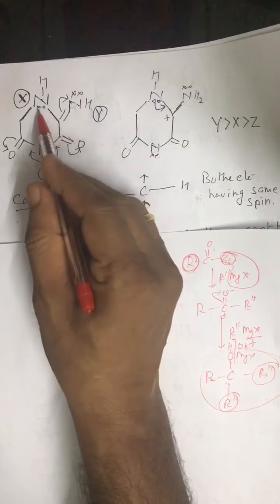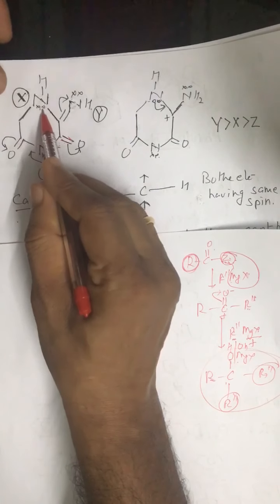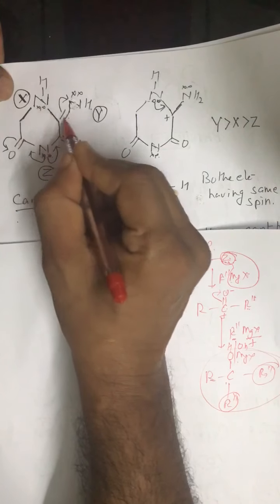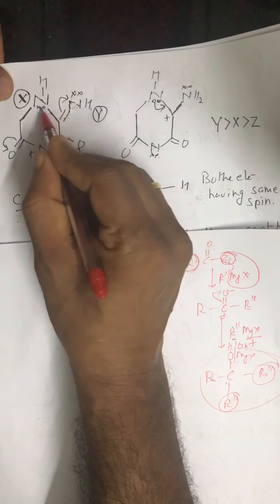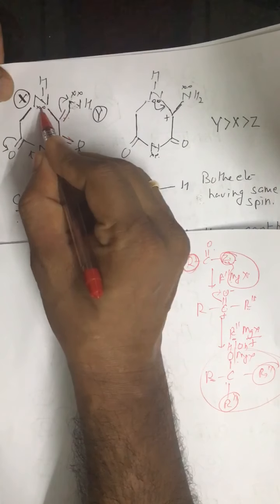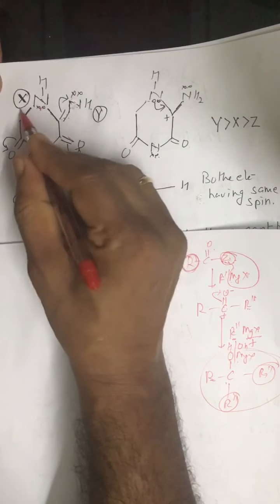Now look at this nitrogen, this LP. This LP is in conjugation with this double bond, LP sigma double bond. So again the availability of LP is less over this nitrogen, but it is more than the Z.